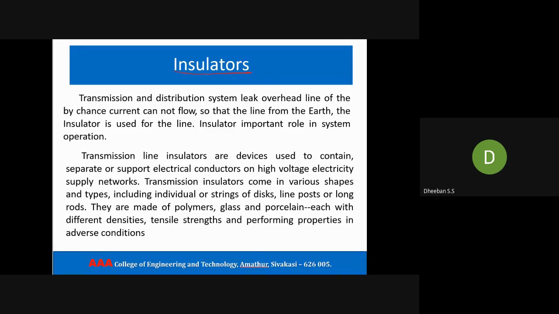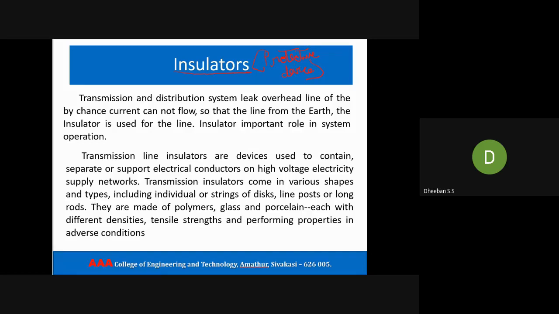Insulators, in general, are nothing but equipment which doesn't allow any kind of conduction through it. Another important thing about the insulator is that these are protective devices. In a transmission system, these insulators are your protective devices, mainly used for protection purposes.